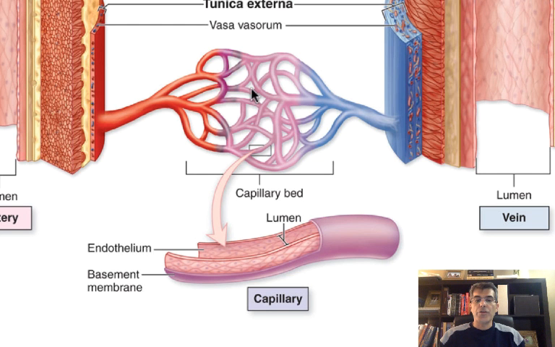Therefore, it should be no surprise to you that the wall of the capillary does not have these three layers that we mentioned. The wall of capillary is only composed of endothelium, and outside the endothelium you have a basement membrane. It's pretty thin because we need to do exchange. As a result, capillary has no tunica media or tunica externa. It simply contains endothelium and the basement membrane.